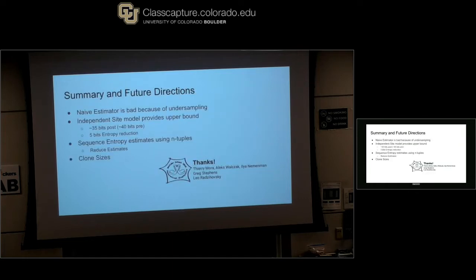So in summary, the naive estimator was bad because of undersampling. Our independent site model provided an upper bound of around 35 bits post selection, which is 5 bits of entropy reduction. So basically, it reduced the total sequences by a factor of 32.